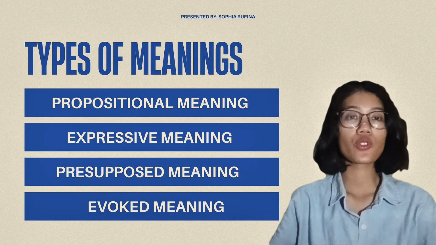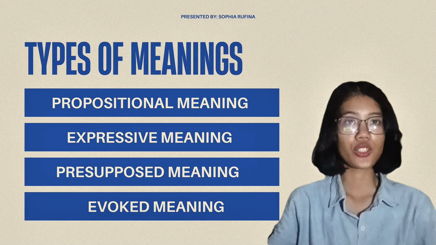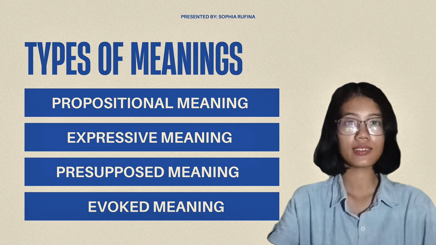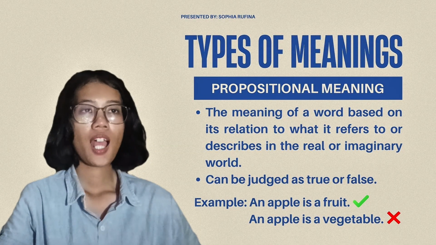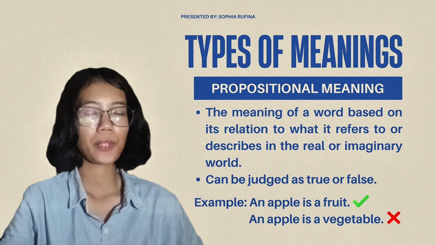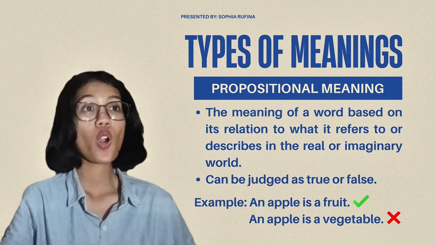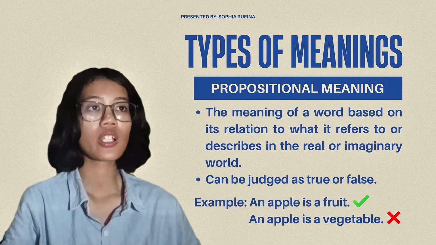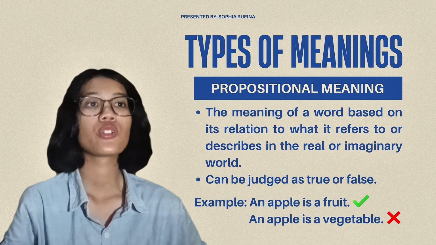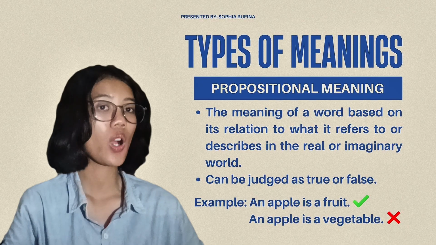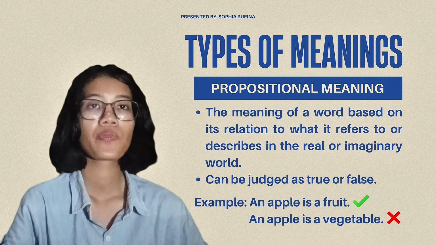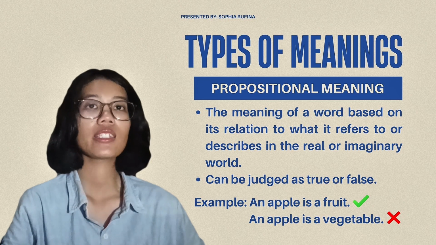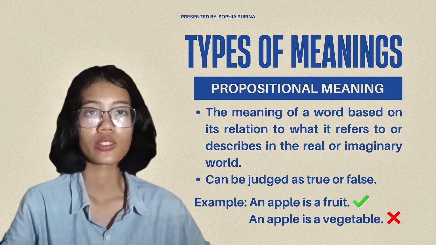Now, let's move on to the last part of our discussion. There are 4 different types of meaning. Number 1 is propositional meaning. The meaning of a word based on its relation to what is referred to or described in the real or imaginary world. Because it's based on fact, we can judge it as true or false.